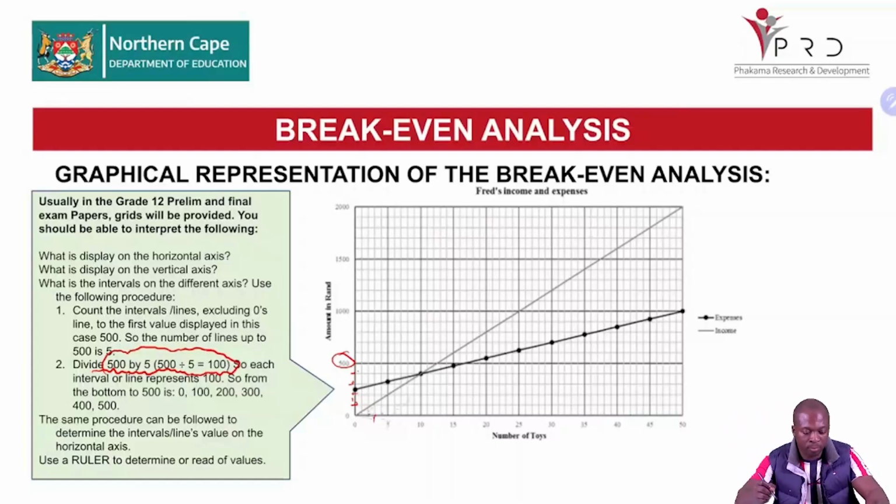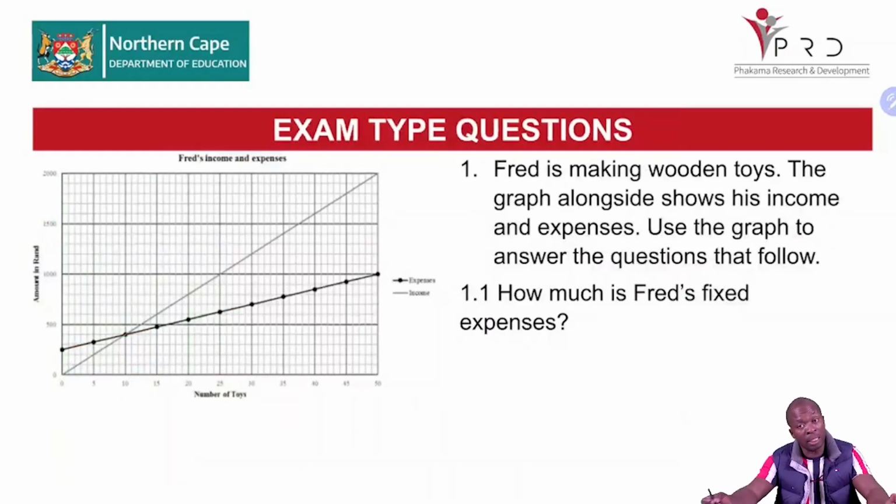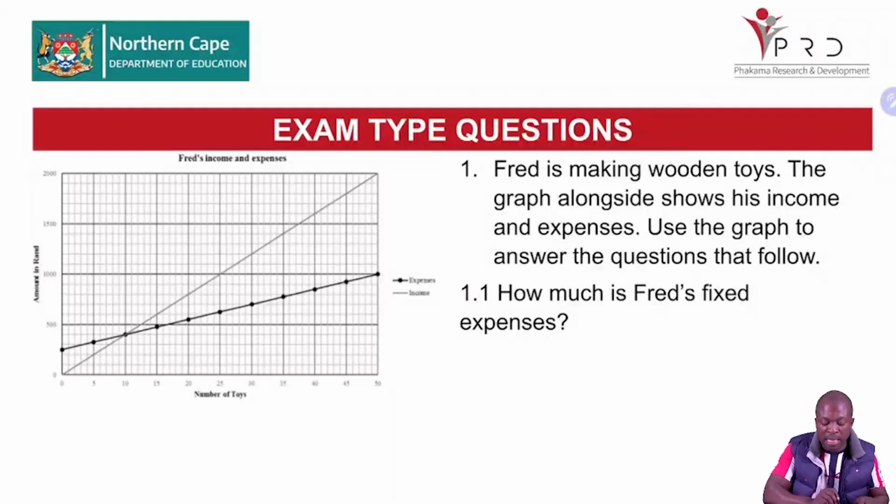Thank you, learners. Right. Let's then, if that's the case, Fred is making wooden toys. The graph alongside shows his income and expenses. Use the graph to answer the questions that follow. So, can you see I've given you 2 lines there? By the way, how do you know which line is the income? How do you know which one is expenses? In case you didn't see this legend.